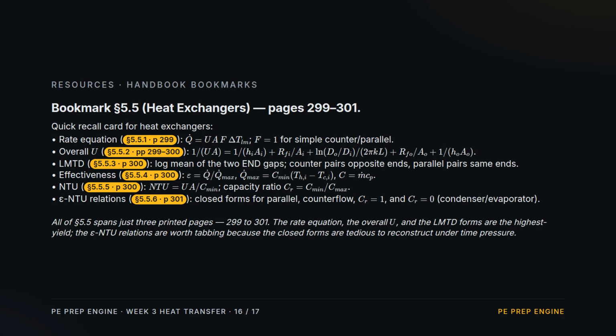Bookmark section 5.5, heat exchangers, 3 printed pages. The rate equation Q dot equals UAF delta TLM. The overall U, the series chain of both films, the wall and fouling. The LMTD forms, log mean of the two end gaps, counterflow pairing opposite ends, parallel same ends. Effectiveness, epsilon equals actual over maximum. Q dot max set by C-min and the two inlets. NTU, UA over C-min. And the effectiveness NTU relations, closed forms for parallel, counterflow, CR equals 1 and CR equals 0. Tab the relations especially. They're tedious to reconstruct under time pressure.